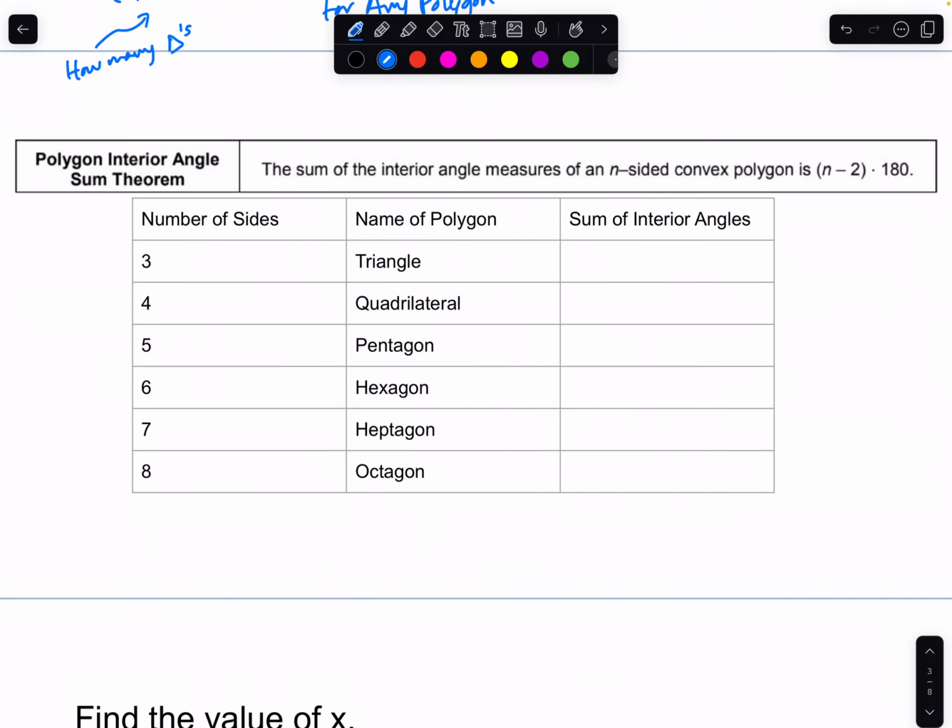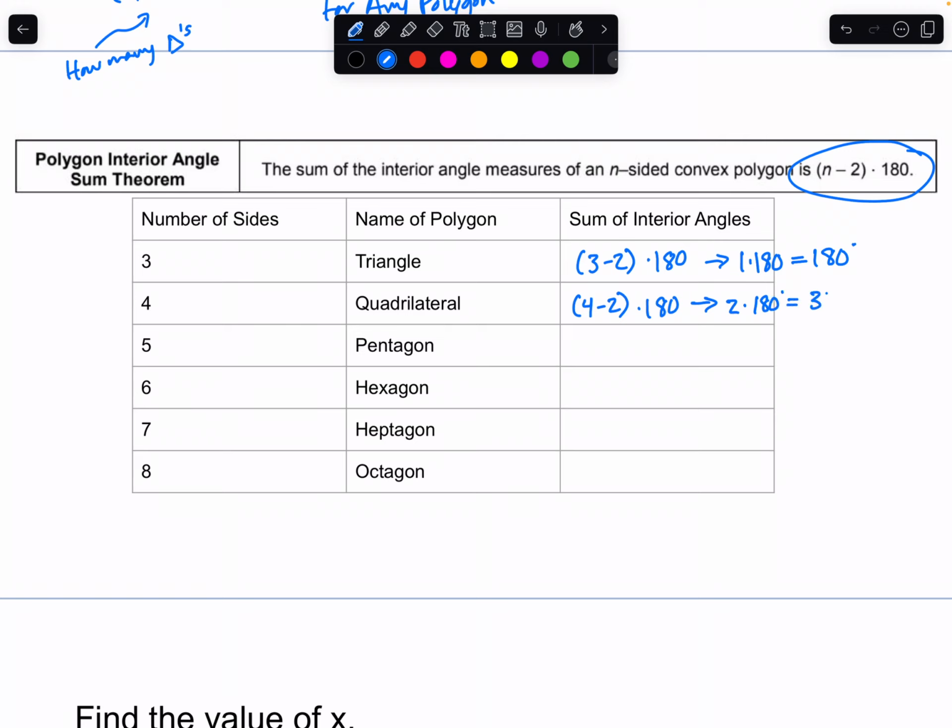So, here we have our general formula, n minus 2 times 180. We can predict, based on the number of sides, the sum of the interior angles. So a triangle has 3 sides, so we're going to say the number of sides minus 2 times 180. 3 minus 2 is just 1, so 1 times 180 is 180 degrees. A quadrilateral, you would take the number of sides minus 2 times 180. So 4 minus 2 is 2. Multiply that times 180, and we get 360 degrees. This is how you can find out the sum of the interior angles of any polygon.